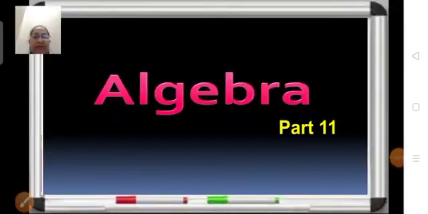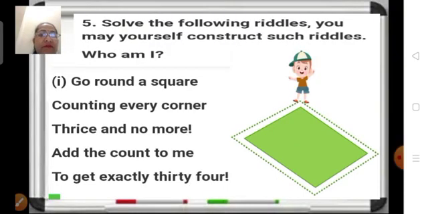Sai Ram students, I welcome you all to the last session of chapter number 11 Algebra, that is part 11. In the previous session you have solved exercise 11.5 up to question number 4, and in this session we will continue with the solving of exercise 11.5 question number 5, and question number 5 is solve the following riddles.